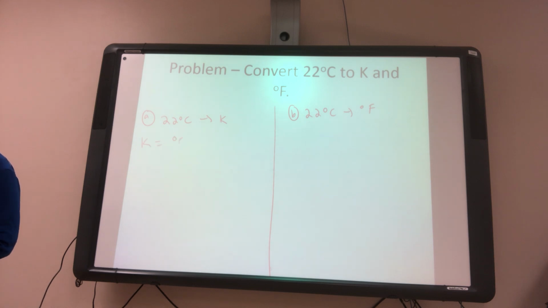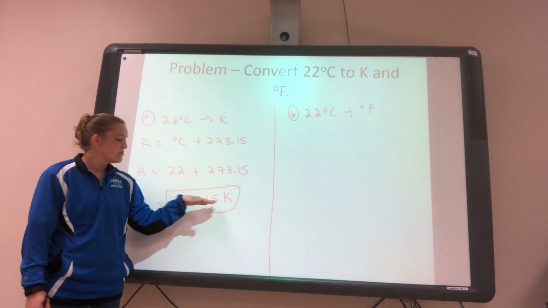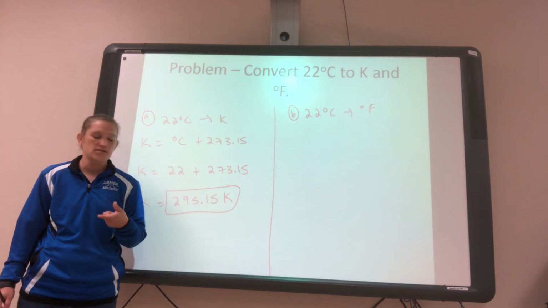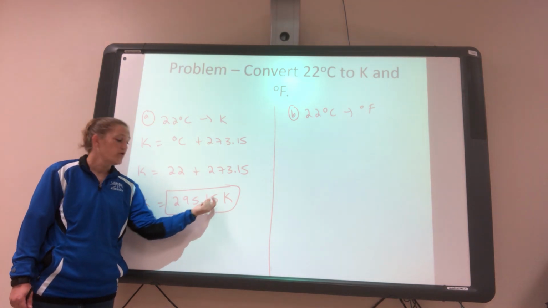So Kelvin is equal to degrees Celsius plus 273.15. I plug it in, 22 plus 273.15 gives me 295.15. Remember, no degree symbol and just big K. So 295.15 kelvins. Now, as far as how many decimal places you have to go and those kind of things, we're going to talk about that when we introduce sig figs in this chapter. But my rule is to leave 2 places at least. We don't want to round.